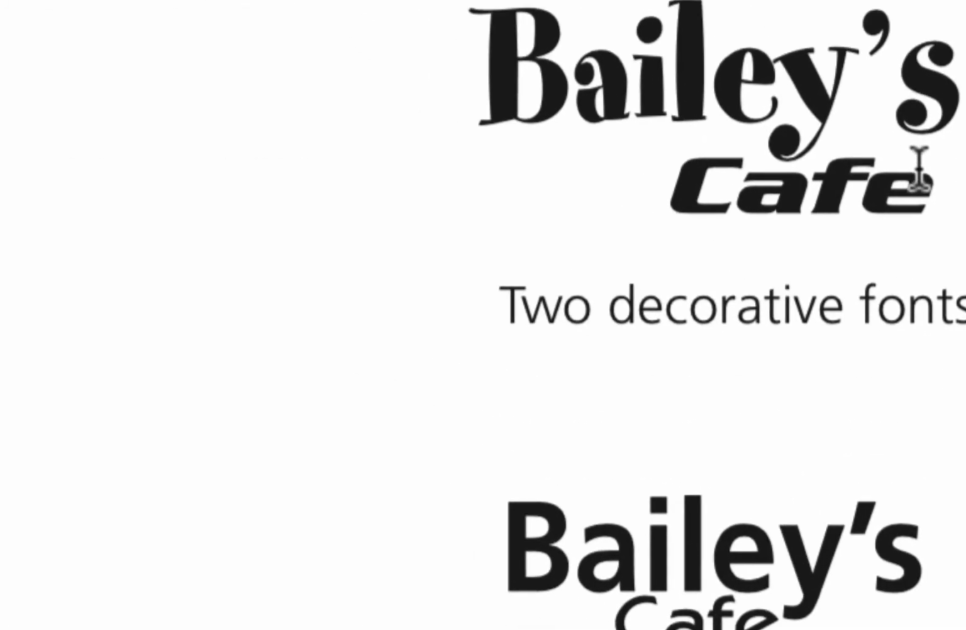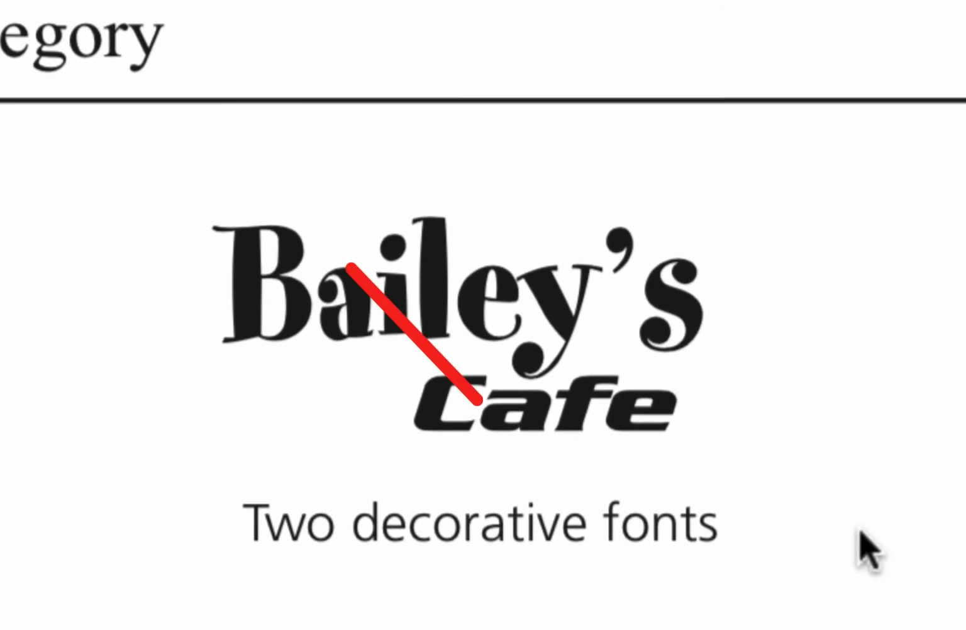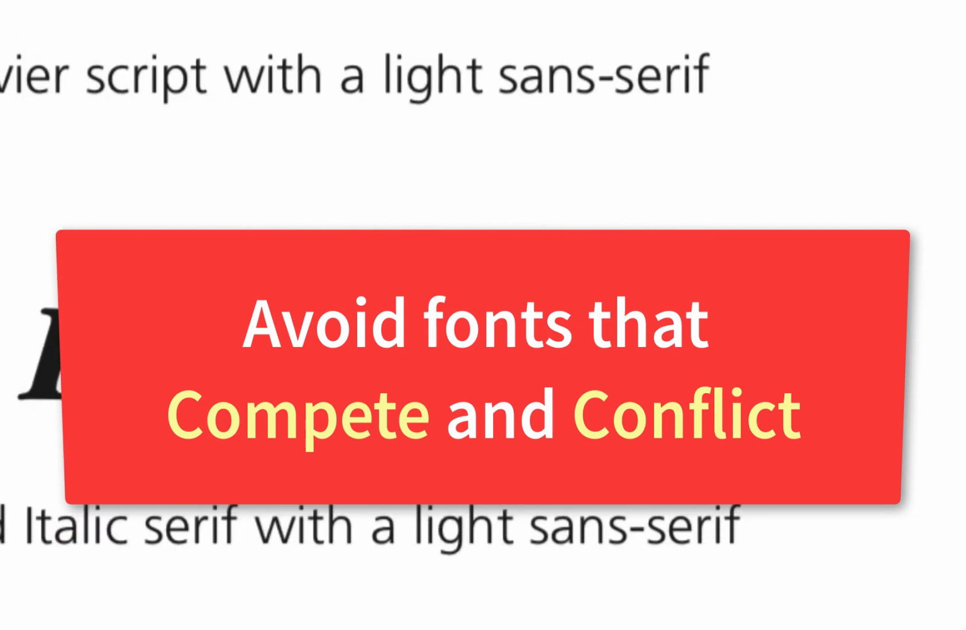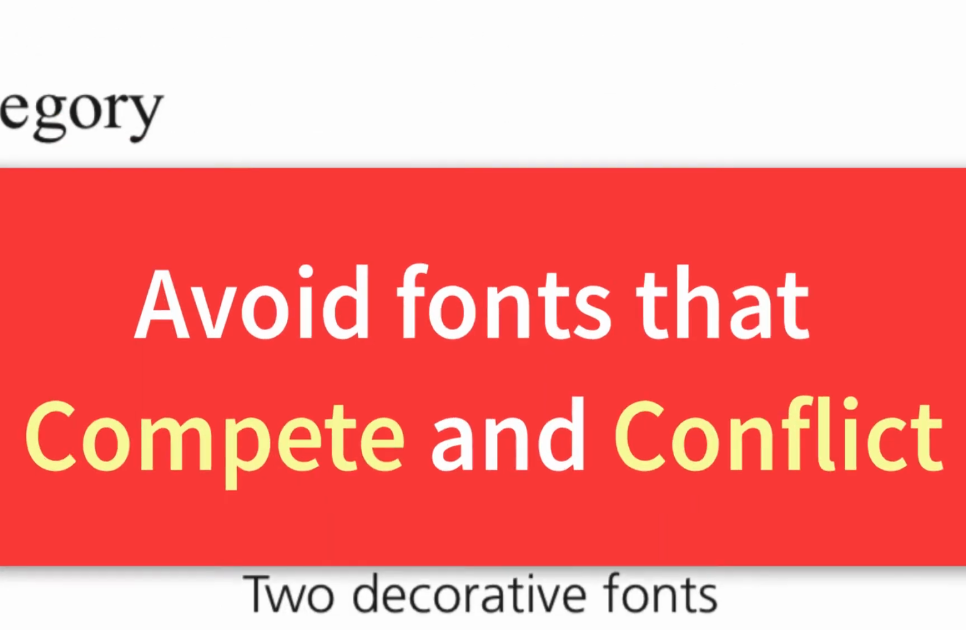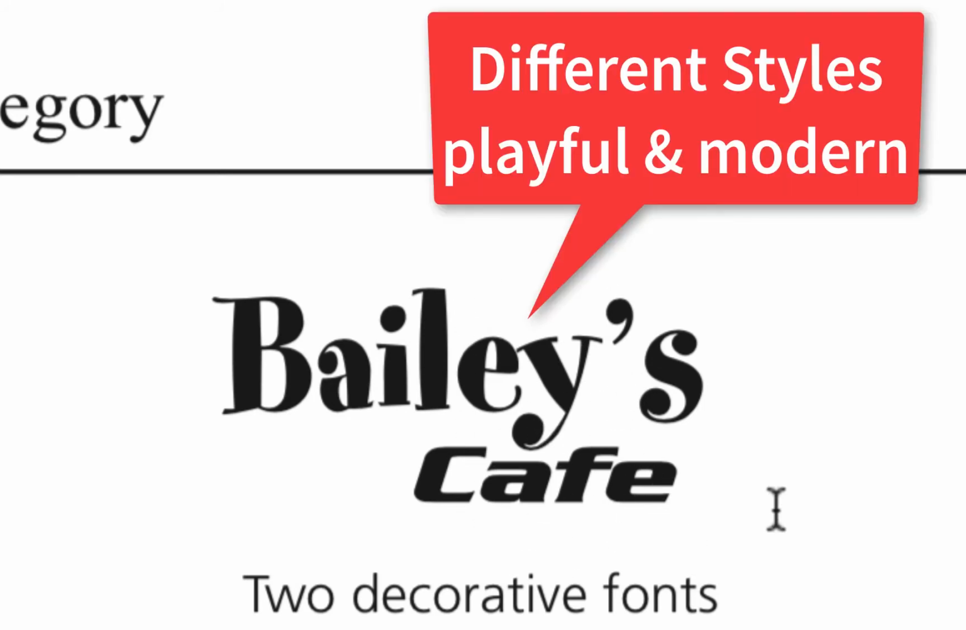So what you want to avoid, and this is the more important thing here, is using 2 from the same category. You don't want to use 2 scripts together because they compete. If they have similar characteristics, they're going to compete with each other. So you don't want to do that. You don't want to have 2 decorative fonts together because they're both clamoring for attention. What happens is they compete and they conflict. So you don't want to compete and conflict. You want to contrast and complement. So these are competing and conflicting. And they're both heavy too, so that makes them conflict and compete a little bit more if you have bold fonts.